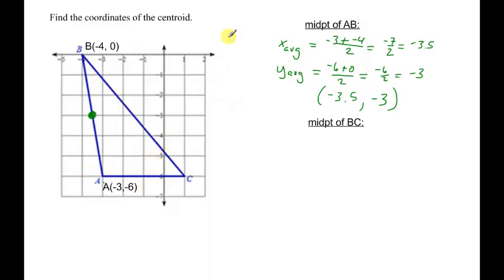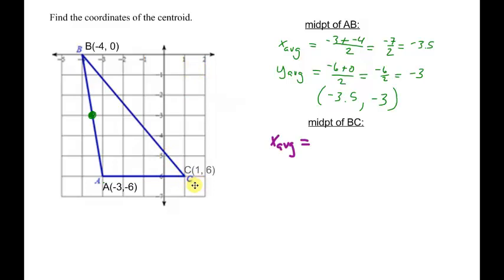All right, and let's go to the midpoint of BC next. So here's BC, this long segment on our triangle. We're going to do the exact same thing again. We're just going to take averages. So for our x average, let's look at the x coordinates for B and C. Looks like, let's see, I need to know, C is at 1, 6.